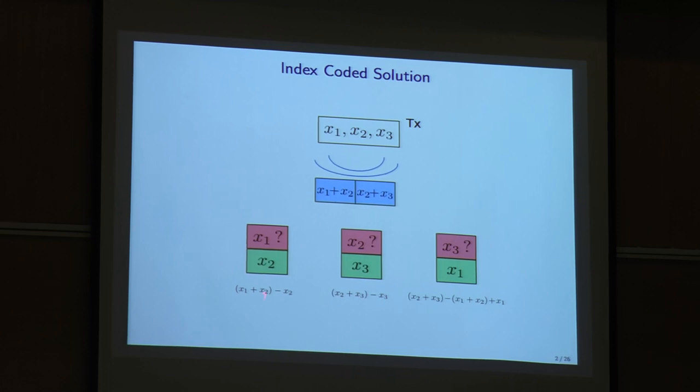Of course it does. Let's say this guy, he knows x2, but he wants x1. So he looks at this linear equation, x1 plus x2. He cancels x2, he will subtract it, then he will get x1 back. This guy, he will take x2 plus x3. He already knows x3, so he will subtract it. Third guy is slightly complicated. He will take x2 plus x3, subtract x1 plus x2. So he will get x3 minus x1, and then he will add x1 to it, which he already has. So finally, all these guys can be decoded.